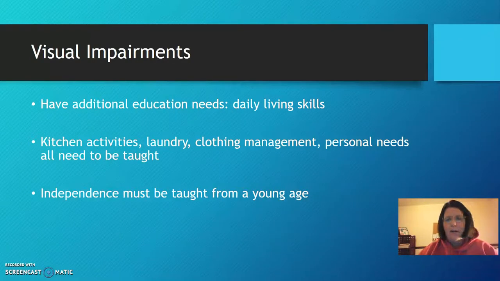Visual impairments, and I have to hurry up here. With visual impairments, you can have additional educational needs and daily living skills, kitchen activities, laundry, clothing management, all things that have to be done and you have to learn to do. And I think one of the most important things is independence must be taught from a young age. One of the goals of special education is for all students to be independent, and students with visual impairments must be taught to not be dependent on a para, to not be dependent on their teachers, but to learn to do things independently from a very young age.